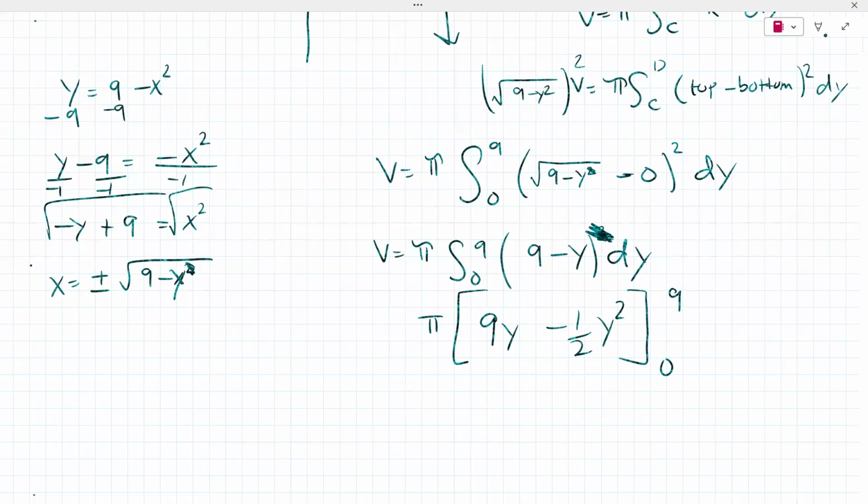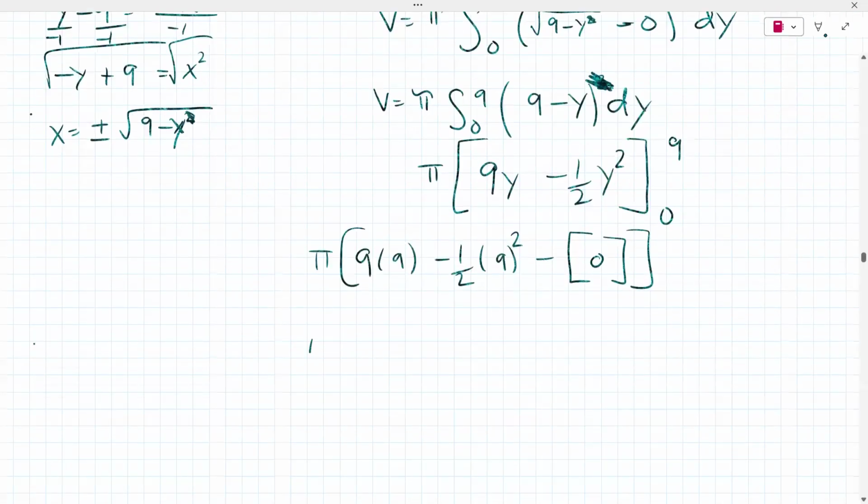Okay, so let's do our upper minus lower. So it's going to be 9 times 9 minus 1/2 of 9 squared, minus the bracket where you replace y with 0. I know this is all going to be 0. And then don't forget you're still multiplying everything by pi. So it's going to be pi, and then this is going to be 81 minus 81 over 2. And when you put it all together and simplify, you get 81 pi over 2.